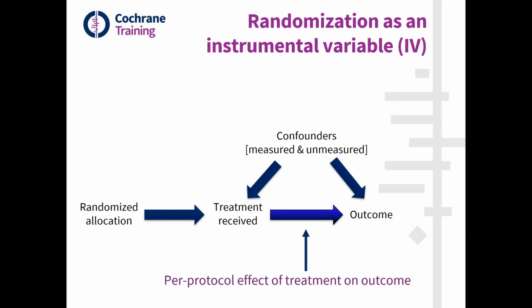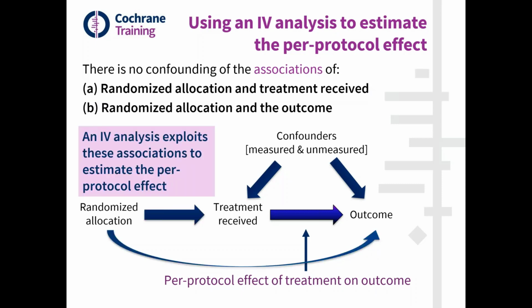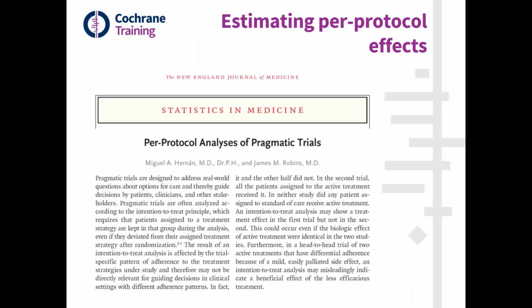So we shouldn't look at the direct effect of treatment received on the outcome. That's the per protocol effect. That may be seriously biased, but we can exploit the associations that are not confounded, randomized allocation and treatment received, randomized allocation and the outcome, to conduct an instrumental variable analysis. I'm moving quickly here because an instrumental variable analysis exploits these associations to estimate the per protocol effect. A nice paper talking about per protocol analyses of pragmatic trials, appropriate ways to estimate per protocol effects, was published by Miguel Hernan and James Robbins in the New England Journal of Medicine in, I think, 2018.